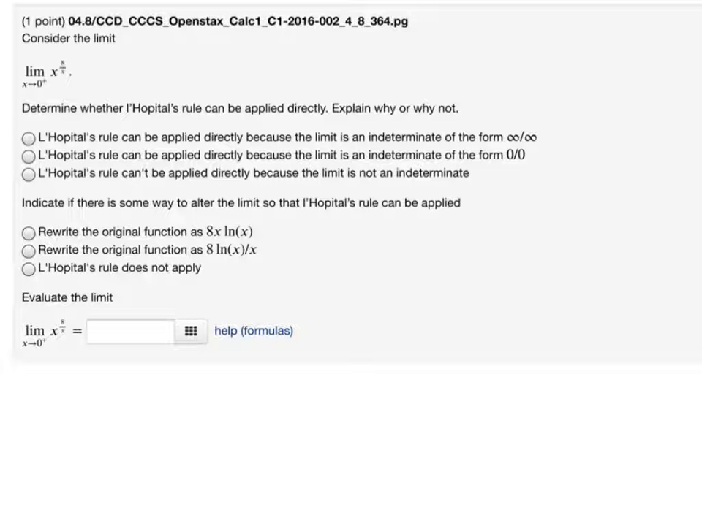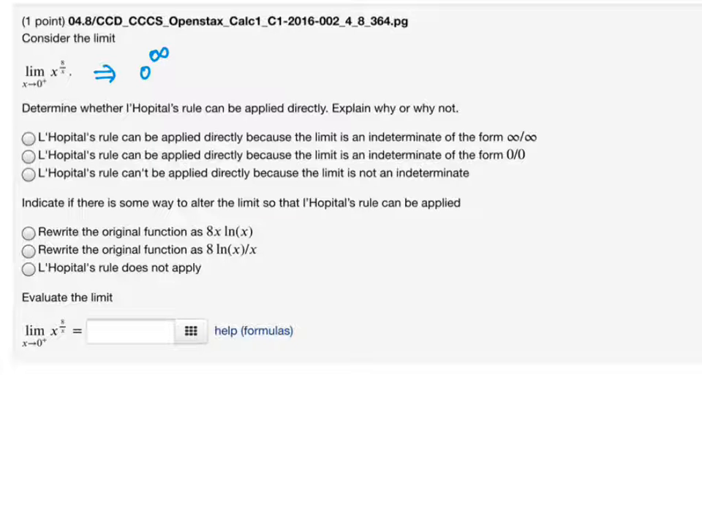Okay, so during office hours today, we were talking about this question, and there was some confusion, but I want to provide a little more clarity for what's going on here. So consider this limit: the limit as x goes to 0 from the right-hand side of x raised to the 8 over x. By direct substitution, what we're going to get here is 0 raised to the infinity power. Now the question is, what does this equal?